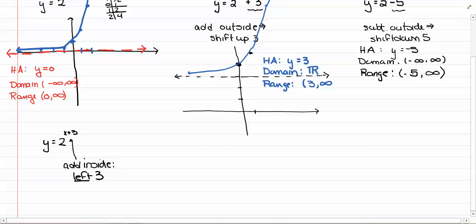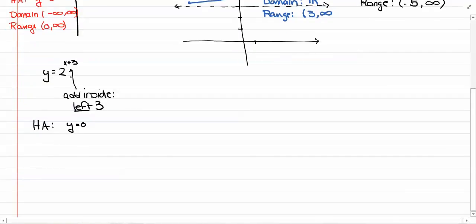and then plot it and draw it in. Horizontal asymptote didn't move. You didn't go up or down. So our new horizontal asymptote is still at y equals 0. Domain didn't change either. We didn't put a denominator or square root in the problem. So that's still all reals. And then the range, again, your horizontal asymptote is a blocker, so you're not going to go past 0, and it's still going to increase left to right.